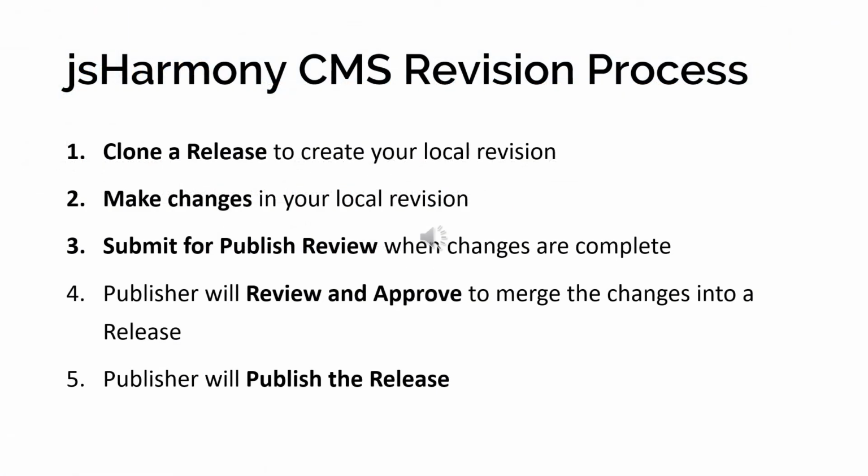So a quick recap of that revision process. Step 1 is to clone a release to create your local revision under your user account. Step 2 is to make changes in that local revision, so change any pages, media items, menus as necessary. Then step 3, once all the changes are complete, is to submit for publish review. And step 4, a publisher will then go through, look at the changes, review, and decide whether to approve or reject them. If the publisher approves, they're going to merge those changes into a release. And then finally, step 5, the publisher will go to the Publish tab to publish the release to a deployment target.